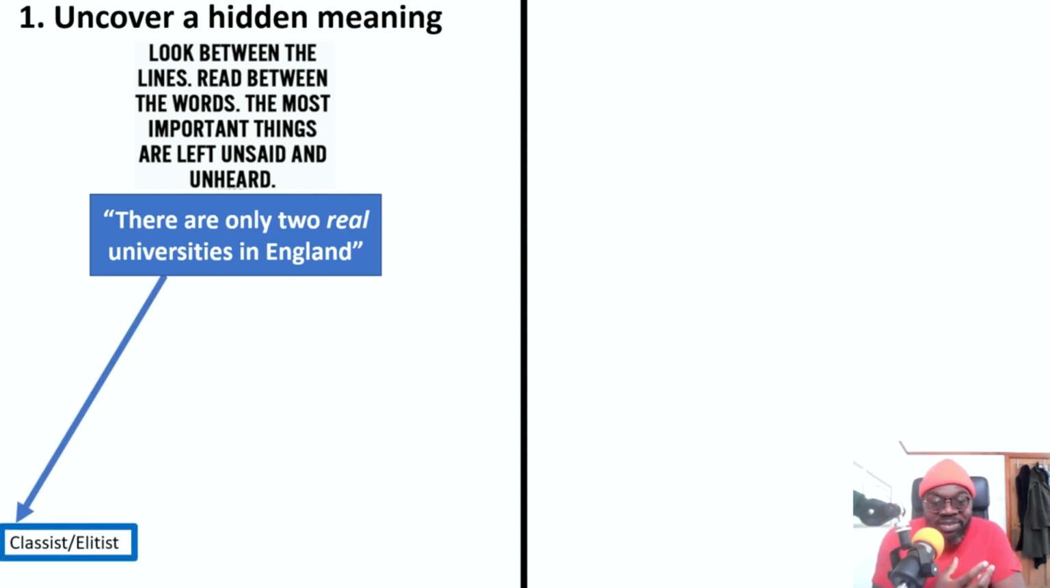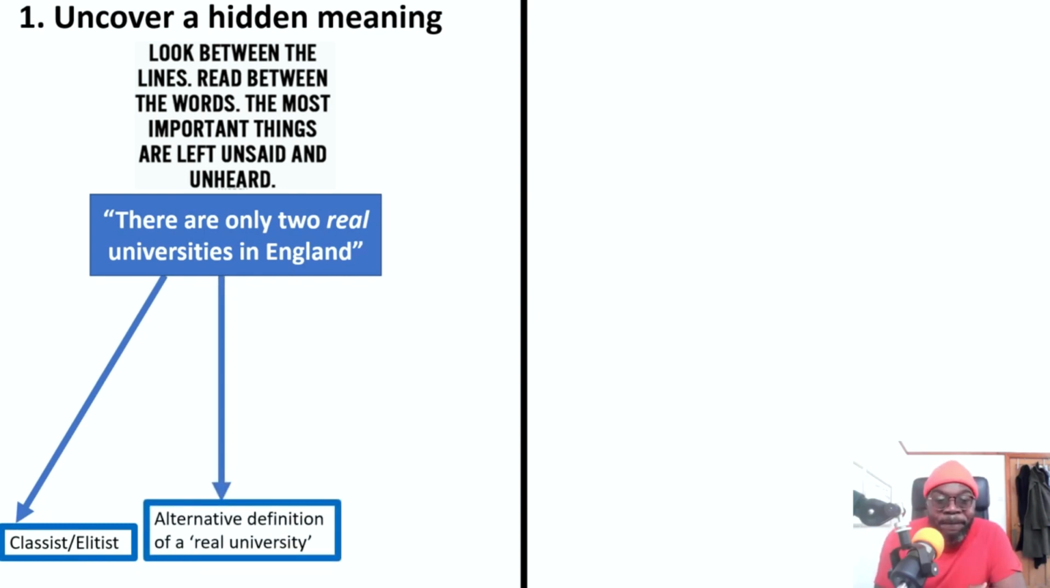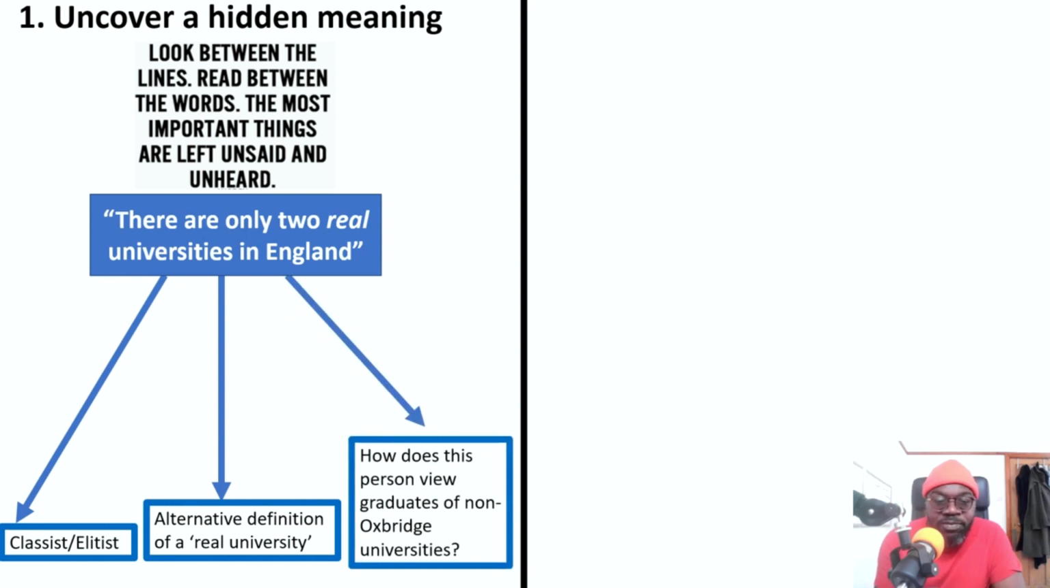We can see from this sentence that there are echoes of classist, elitist thinking. Maybe this individual has an alternative definition of the university. And also, how does this person view graduates of non-Oxbridge universities? Just from these 6 words, we're able to have this wider discussion.